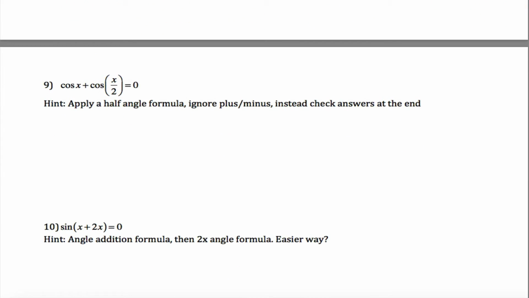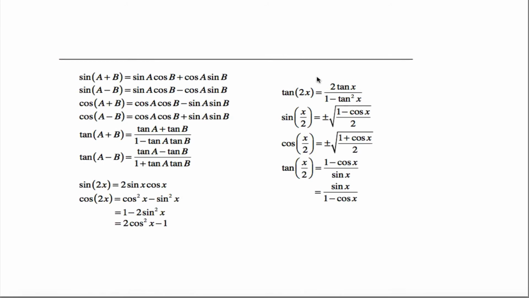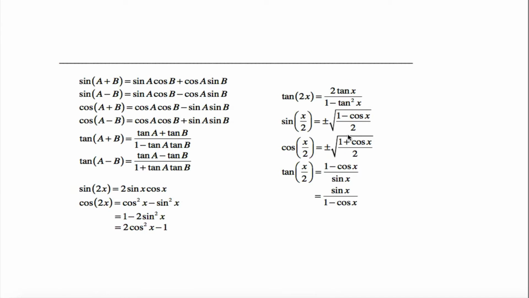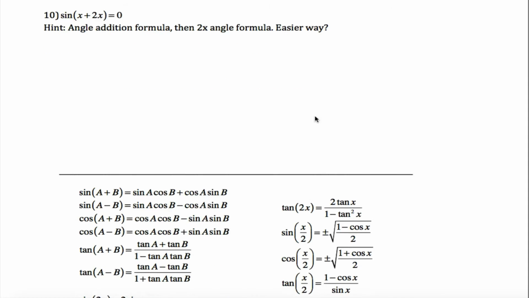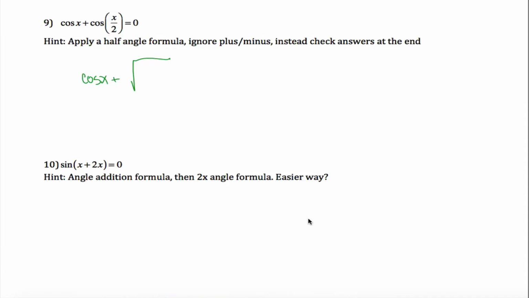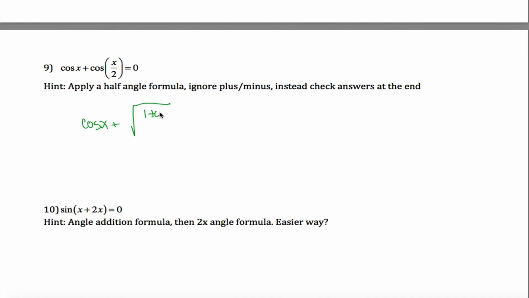Okay, a couple more to do here. This one is kind of a mess using the half angle formula. So you got the cosine of x plus, and then instead of cosine of x over 2, go down here and say, well, cosine of x over 2 is equal to plus or minus the square root of 1 plus cosine of x over 2. How are you going to deal with a plus or minus in here? Well, my hint was ignore the plus or minus for now, and then just check the answers at the end and make sure that you account for everything.